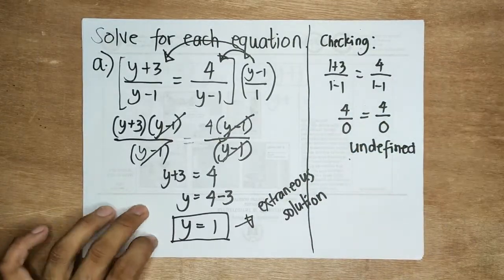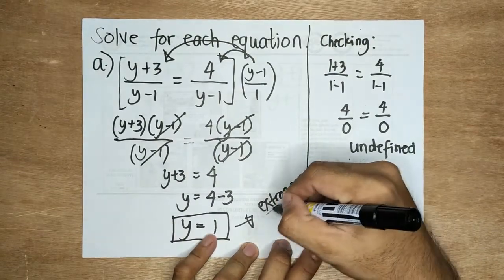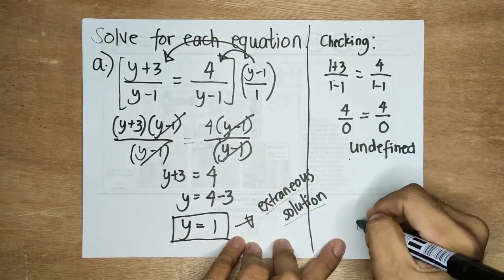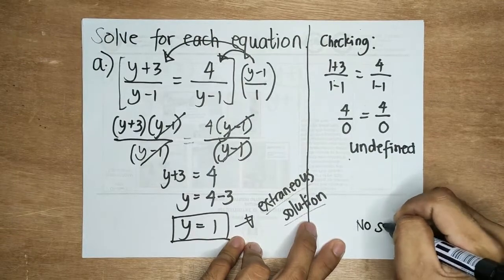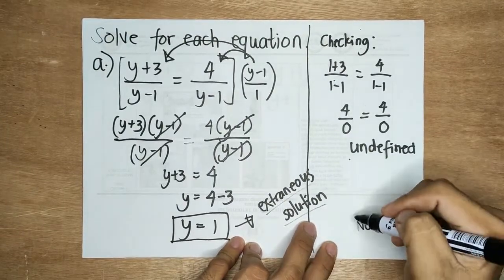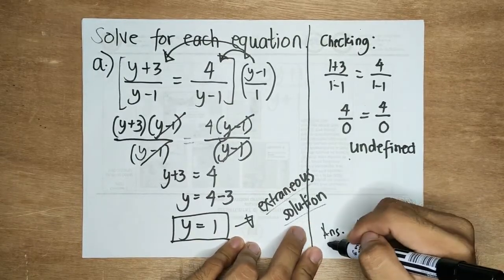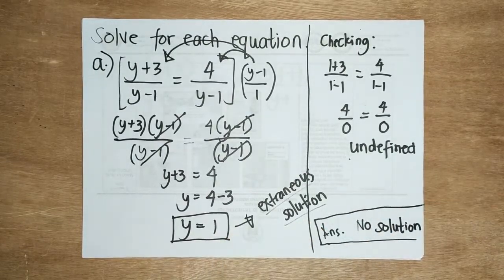Okay? So, kung ganito ang sagot na nakuha ninyo, extraneous solution, you write there extraneous solution and then no solution. This is the answer. No real number solution. Okay?